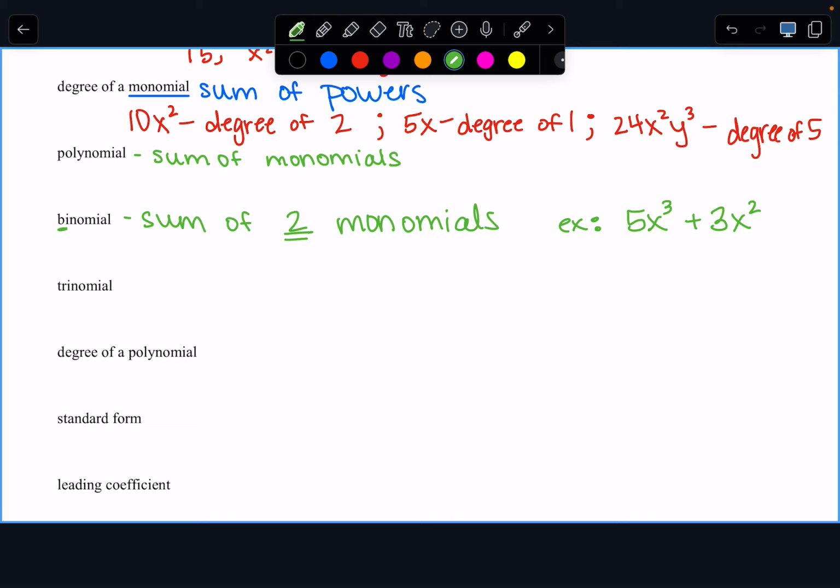What number do we associate tri with? 3. A tricycle has 3 wheels. So a trinomial is the sum of 3 monomials. And we're really going to be friends with trinomials.